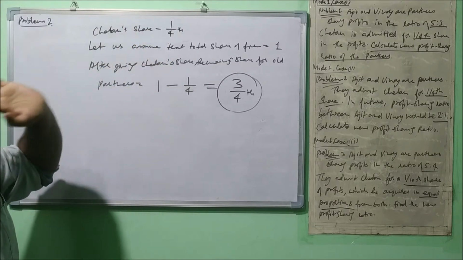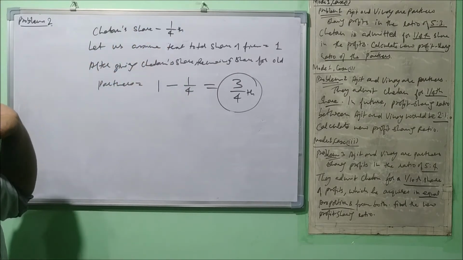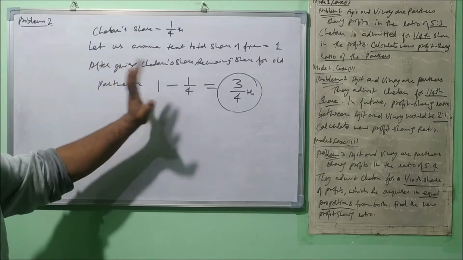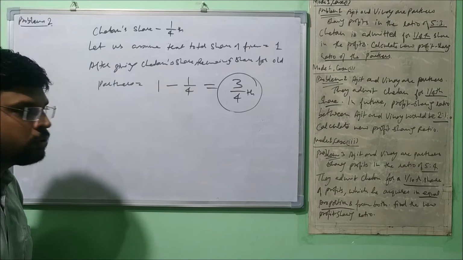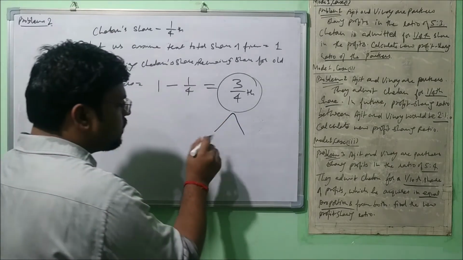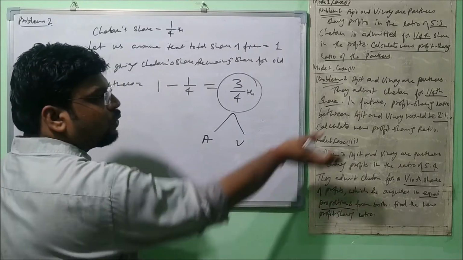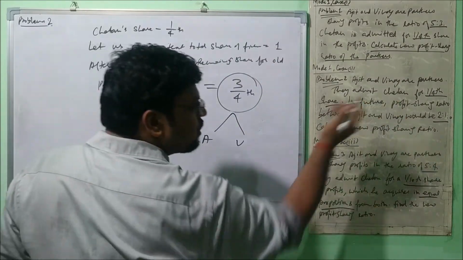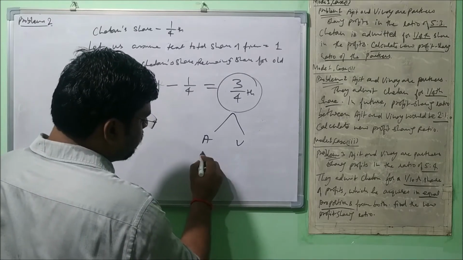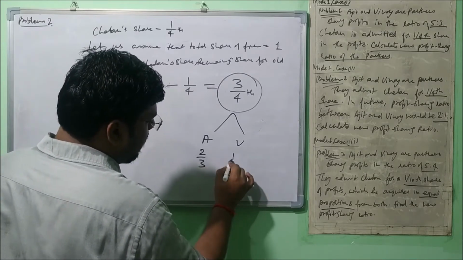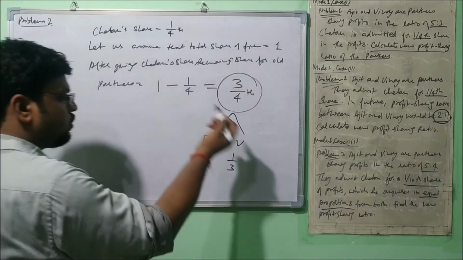Chetan's share is 1/4. Fine. Let us assume that the total share of the firm is 1. After giving Chetan's share, the remaining share for the old partners is 1 minus 1/4, that is 3/4. Earlier we did the distribution between Ajit and Vinay in the old ratio, but now the new ratio is available, so it has to be done in that ratio. Understood? So how much is Ajit going to get? 2/3 and Vinay 1/3. We did that. Okay, so let's do that.